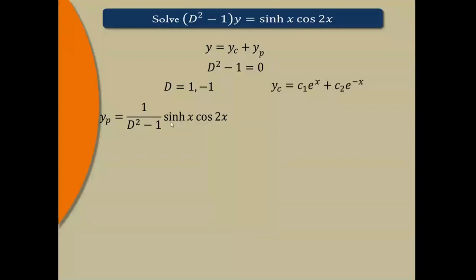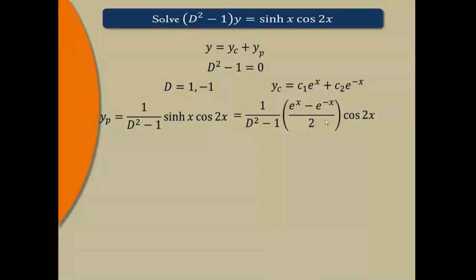And we know that there are formulas of the hyperbolic function in terms of exponentials. The formula for sin hx is e raised to x minus e raised to minus x by 2. So the hyperbolic function is e raised to x minus e raised to minus x by 2 into cos 2x as it is. Now take 1 by 2 outside: e raised to x into cos 2x, minus e raised to minus x into cos 2x.